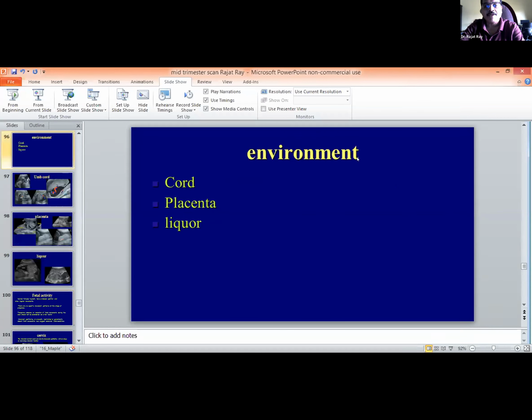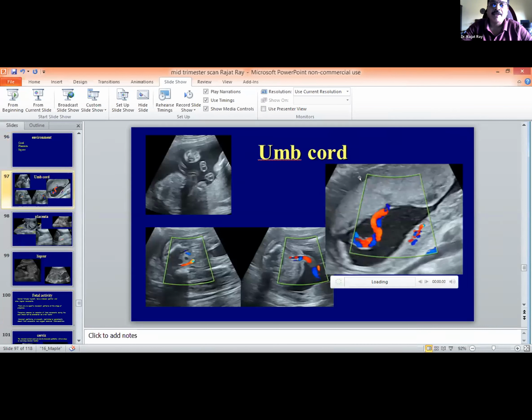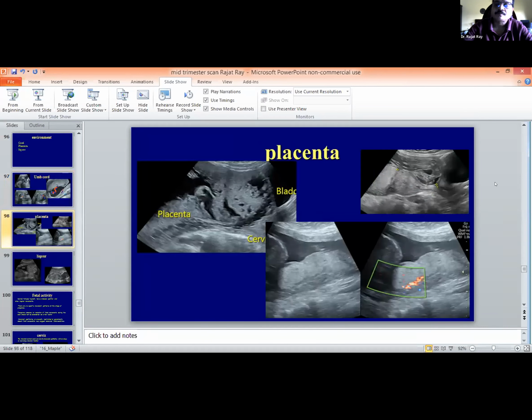Then look for the environment. Look for 3 things in the environment of the baby, that is cord, placenta, and liquor. In the umbilical cord, you look at 3 places. You look at the abdominal insertion. You look at the placental insertion to rule out any velamentous insertion of the cord, and you also look at the 3 vessels of the cord. You can also see a cross section of the cord which gives a Mickey Mouse sign, which tells you that there are 3 vessels, 1 vein and 2 arteries.